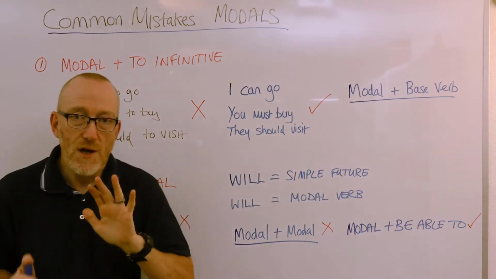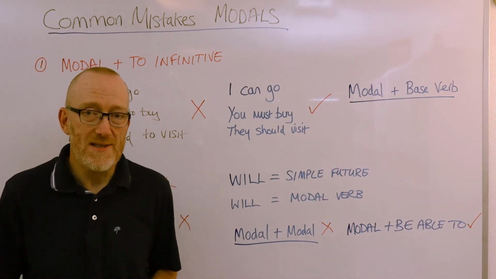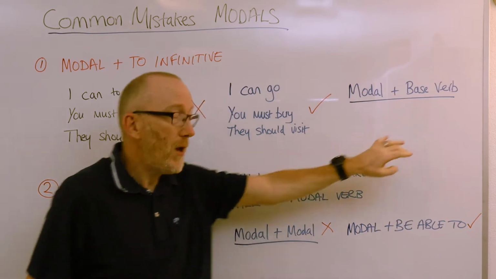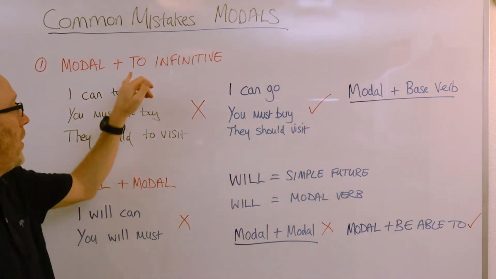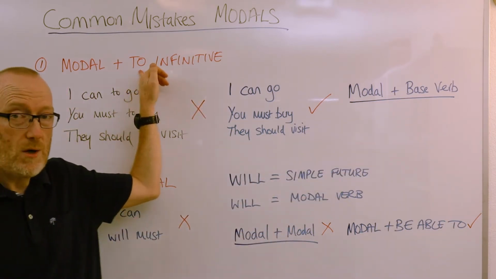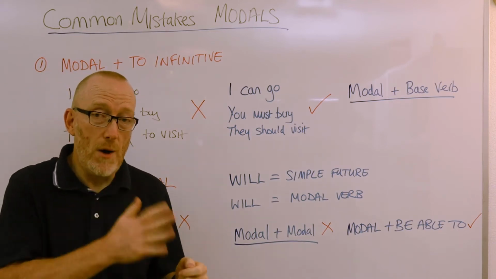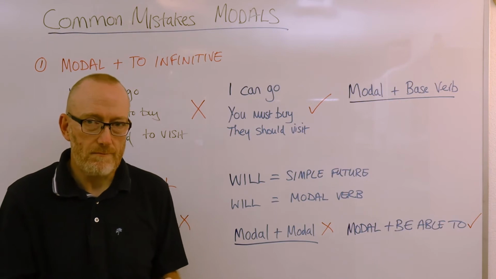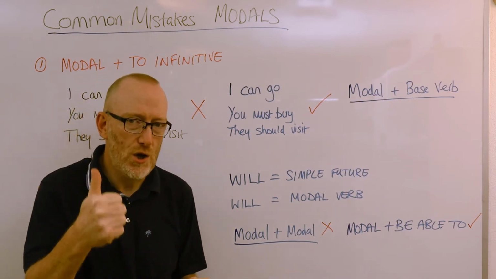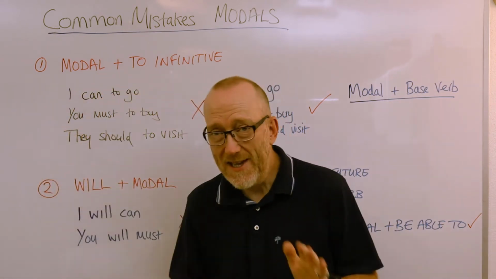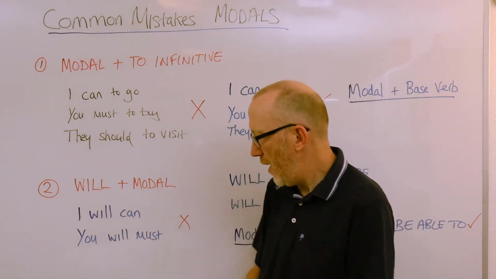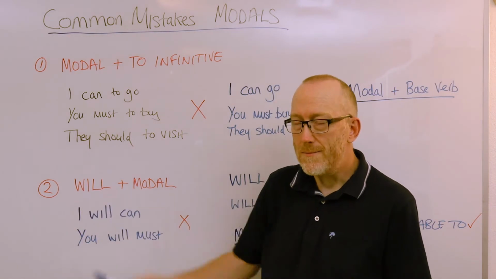Okay. So the first, and this is the most common mistake, is modal plus a base verb. You never use a modal with a to infinitive. You never have modal plus to plus the verb. It's always modal plus the base verb. Okay with that? Good. The second most common mistake is trying to use modals in the future using will.